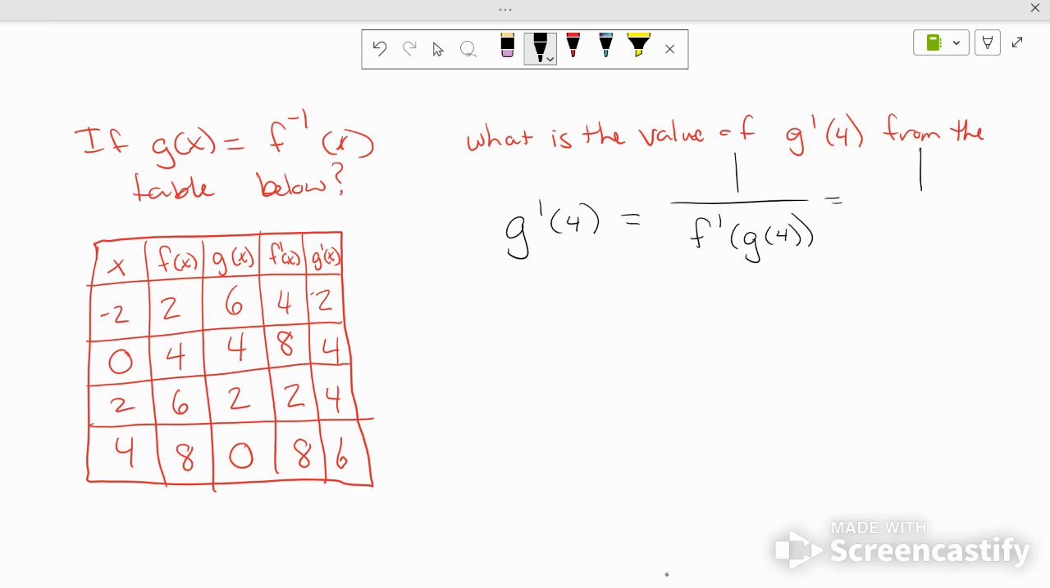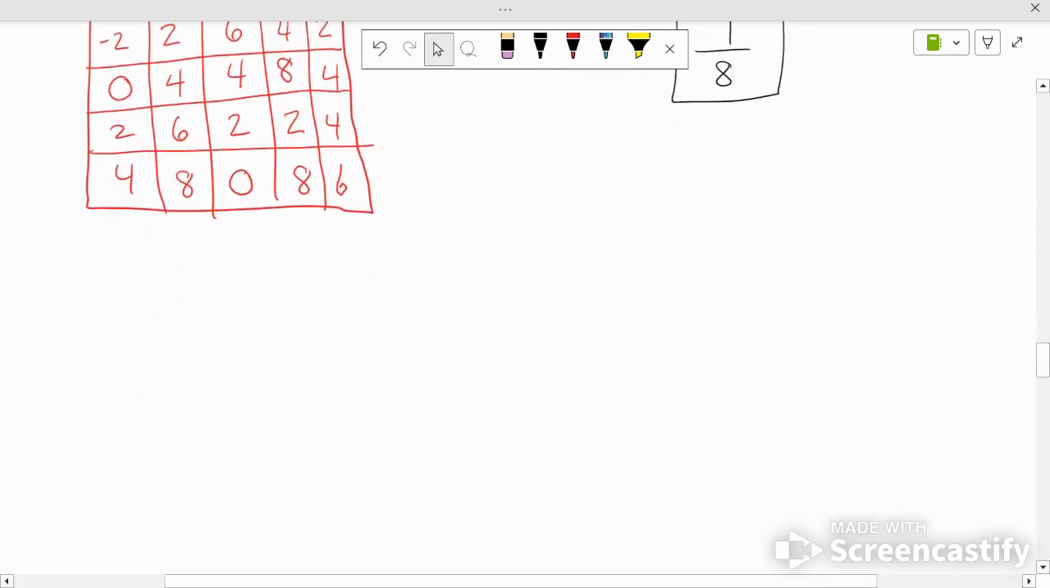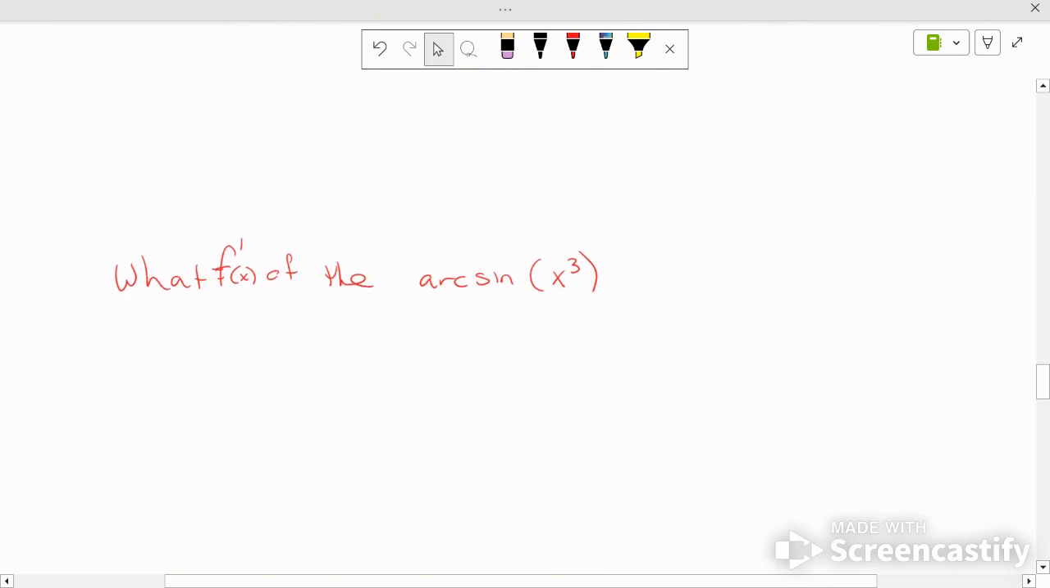What's g of 4? g of 4 is 0. What's the first derivative of f at 0? So it is 1/8. Even though that looks a little different, it's very similar to Khan Academy. This one was actually the easier of my inverse problems I have on here.